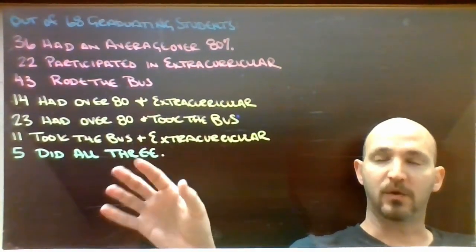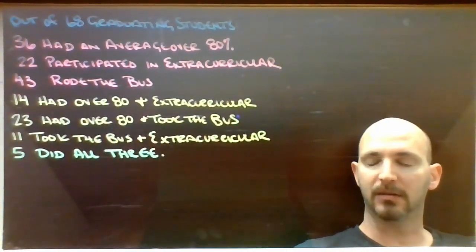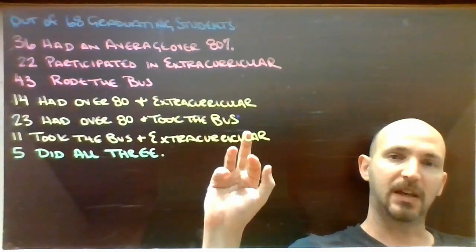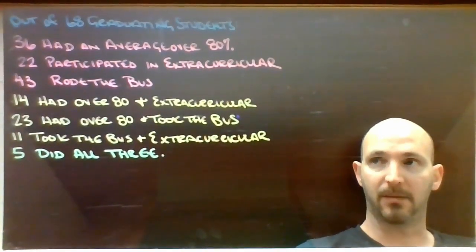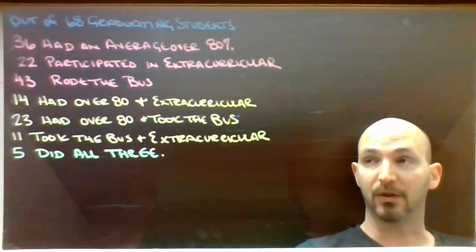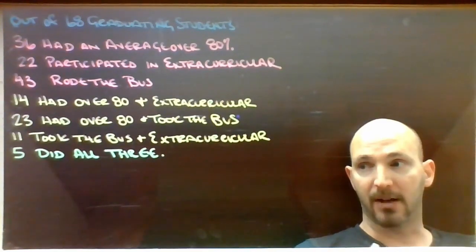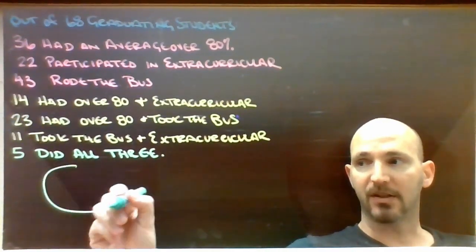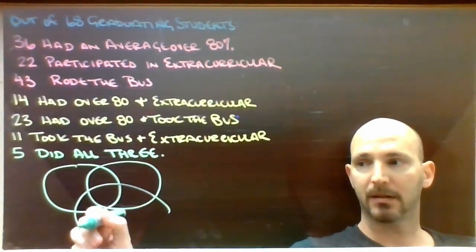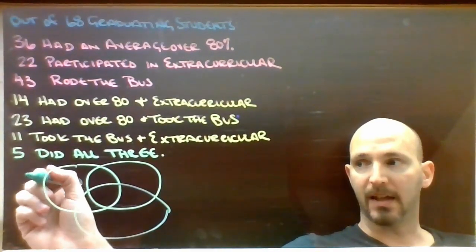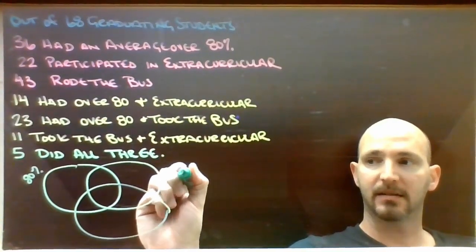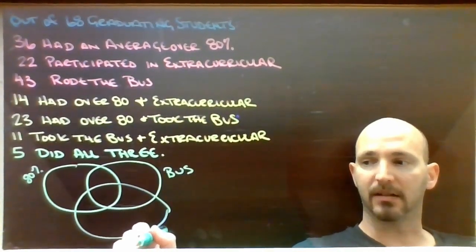Now, we're going to draw a Venn diagram to sort of sort these people out, and the plan is to eventually check to see if these 3 questions are independent of each other. Does taking the bus affect your ability to get 80% or more in your average? So we're going to start with our Venn diagram. So there's 3 questions, so I'm going to need 3 categories. So we have 80%, we have the bus, and we have extracurricular.